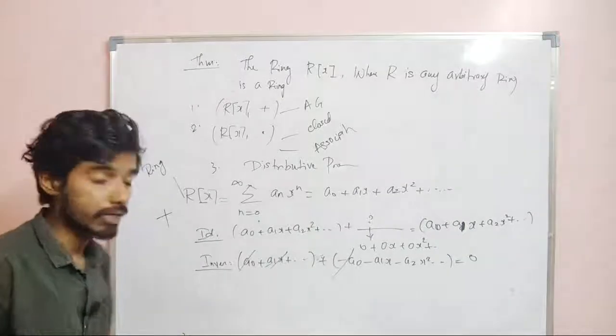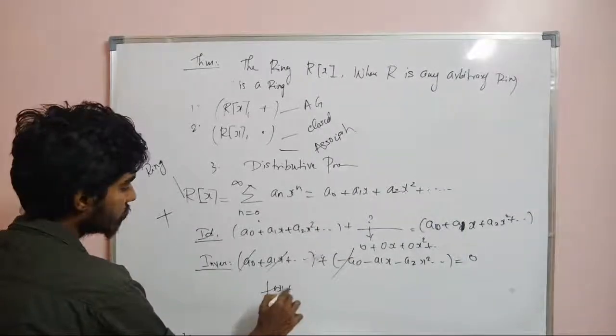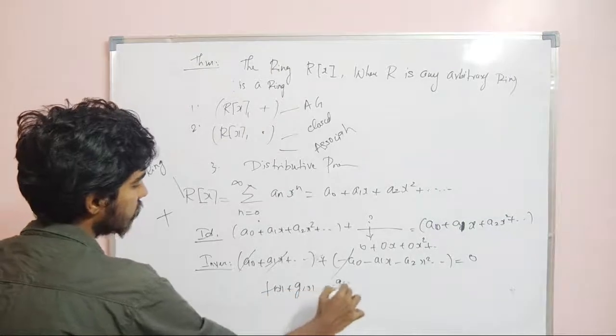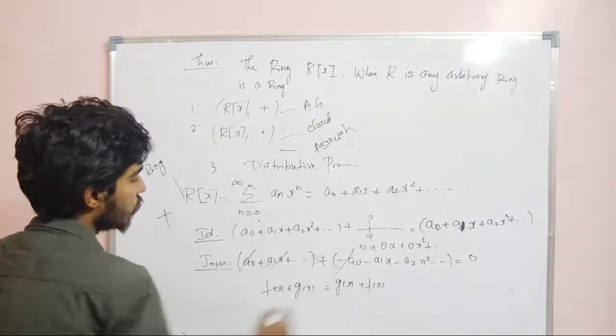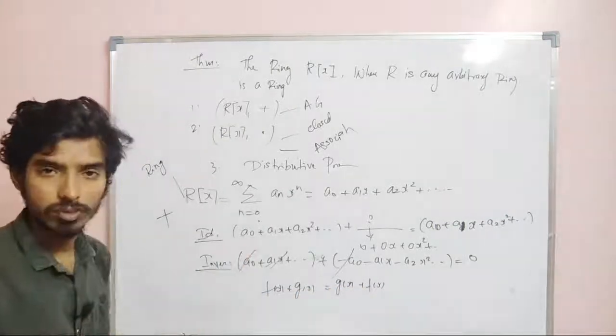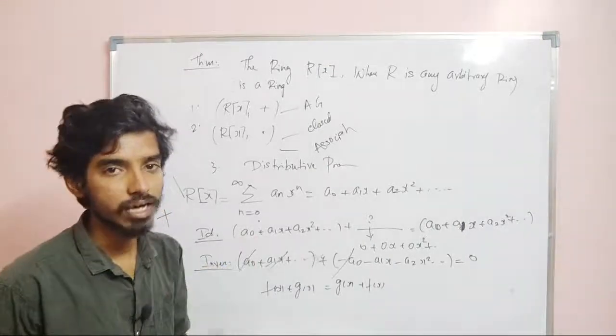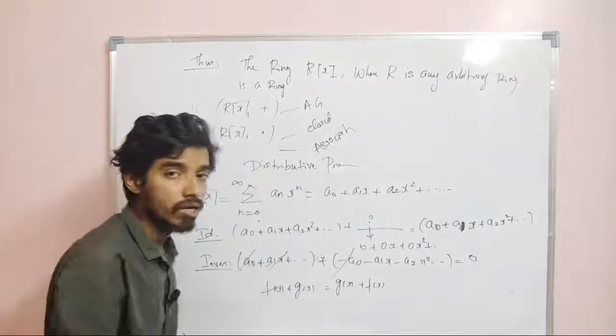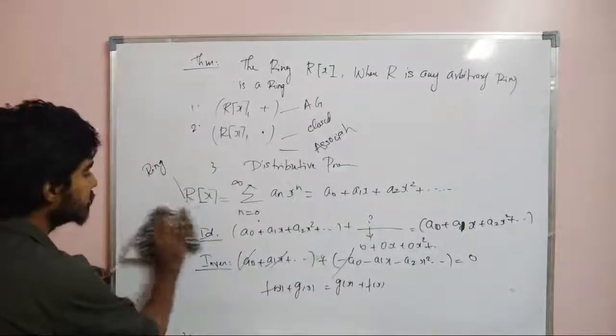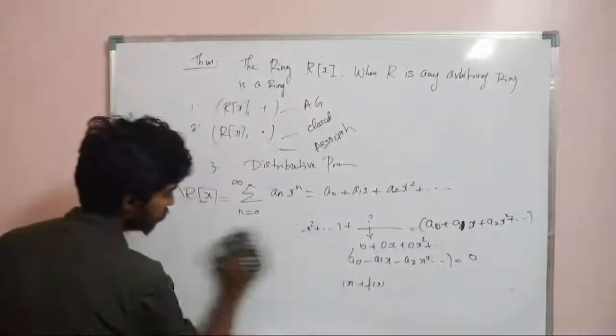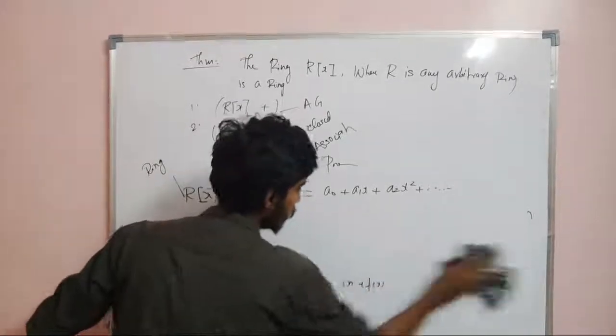It is also abelian, because f(x) plus g(x) is the same as g(x) plus f(x). If you take f(x) to be some polynomial and g(x) to be some polynomial, whether you add f plus g or g plus f, it is the same. So far we have proved that with respect to addition it is an abelian group.